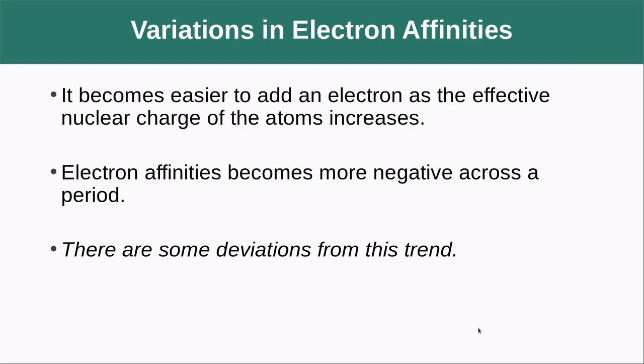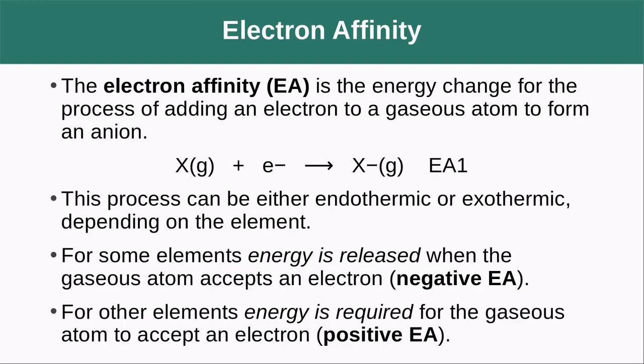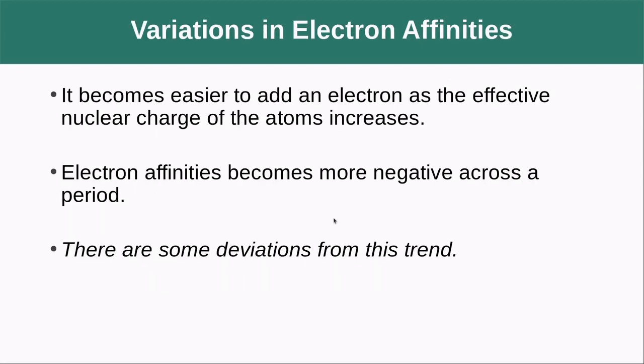It becomes easier to add an electron as the effective nuclear charge of the atoms increases. Electron affinities become more negative across a period. There are some deviations from this trend. And more negative here means actually energy is being released, which would mean that would be the spontaneous direction for this. So when they say the electron affinities become more negative, that means it's more likely to happen.